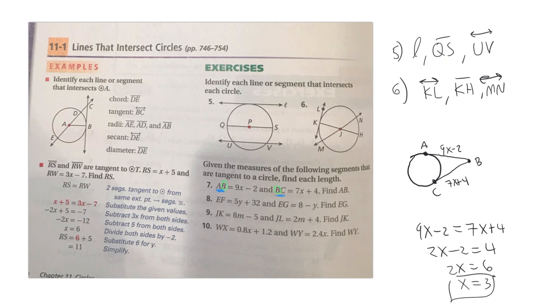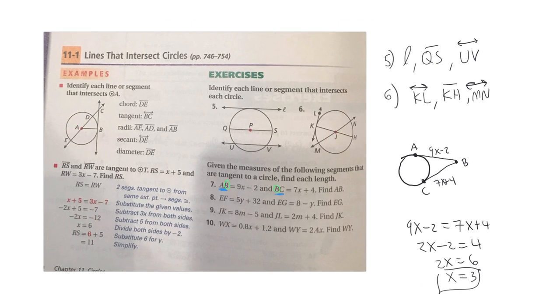So we know that x is 3, but we're not done because at the end of the day, they say find AB. Well, AB is 9x minus 2. So this is going to be 9 times 3 minus 2, which is 27 minus 2, which is 25. All right, so that's how you would do that. Problem number 8, problem number 9, and 10 appear to be the same. So it's going to be the same process.